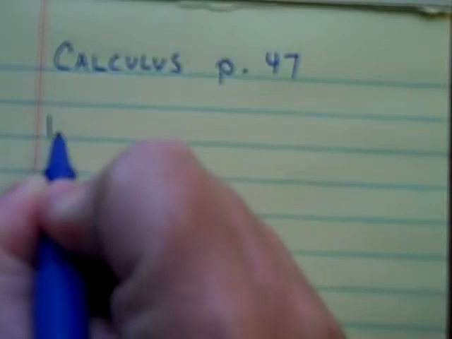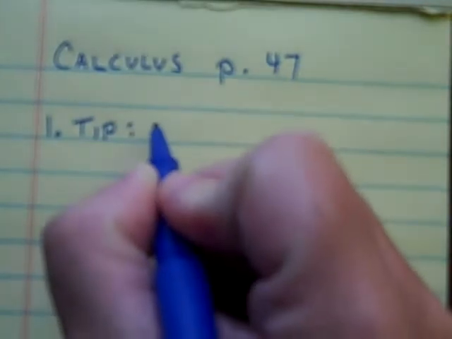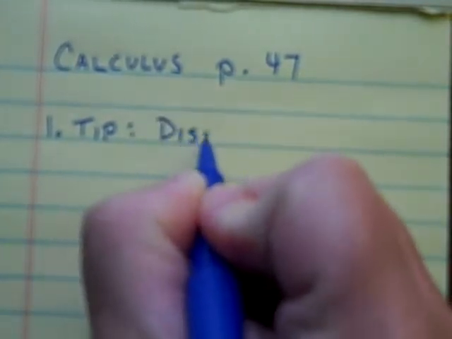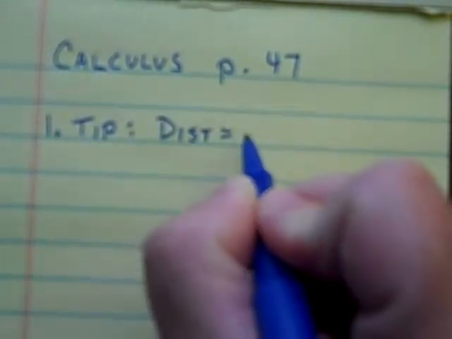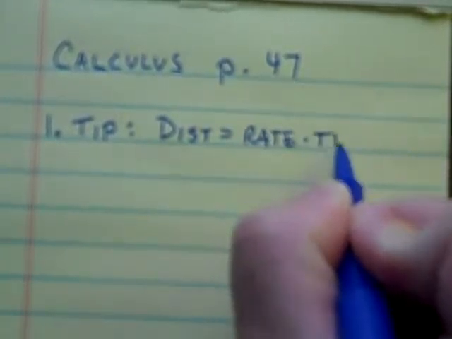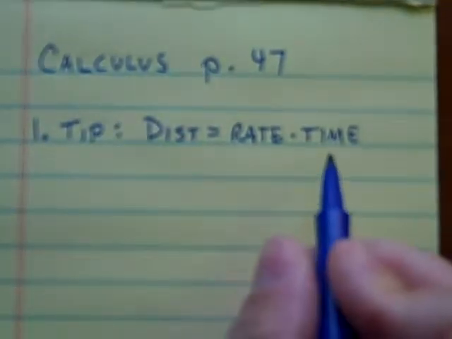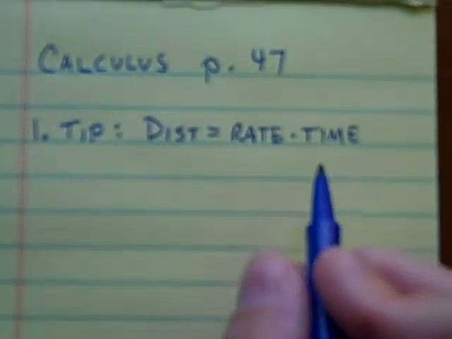Number 1, I'm going to give you a little tip. The formula for distance is equal to rate times time. And we'll be using that formula throughout the entire year, so please don't forget it.